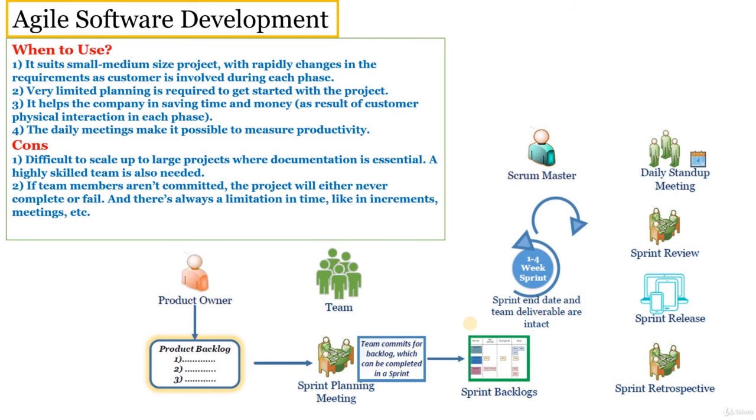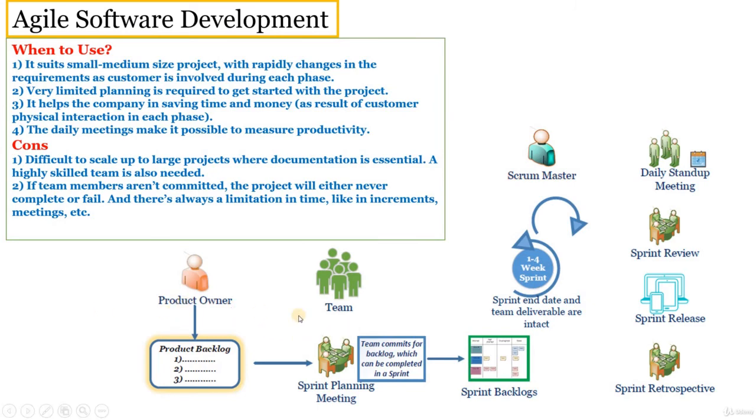So if the team members aren't committed, the project will either never complete or fail, and there will always be a limitation in time, like in increments, meetings, etc. Since agile software development, as you see in this infographic, involves a lot of team members in multiple activities like daily stand-up meetings, sprint planning, sprint retrospective, and sprint backlog scrubbing. There are various activities involved in agile software development. Sometimes the team might feel like they're not having sufficient time for developing any of the features.